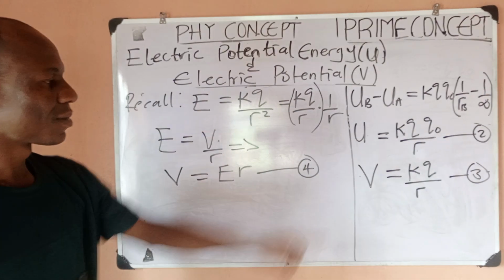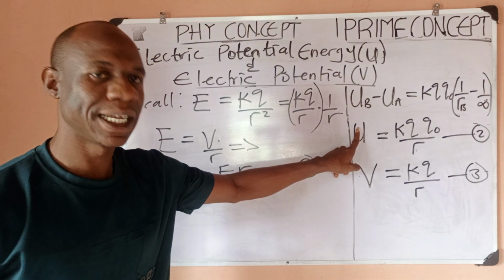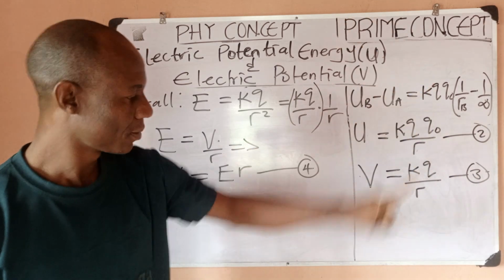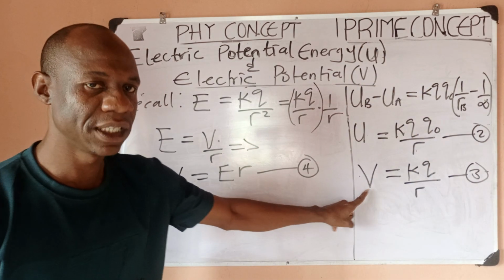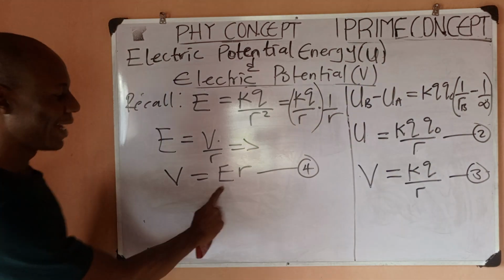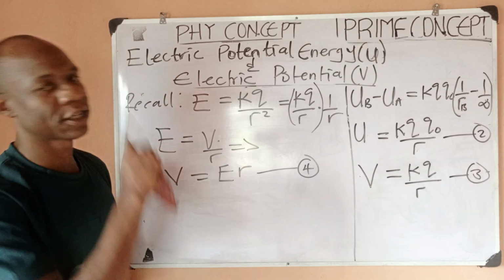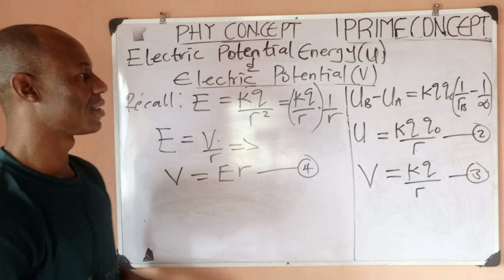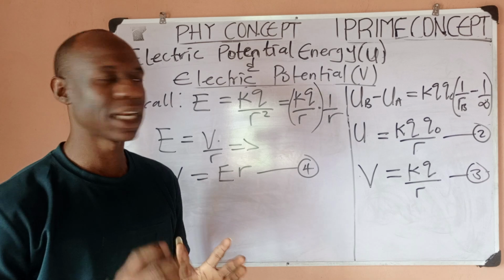Now take notes. Electric potential energy is a scalar quantity. Electric potential V is a scalar quantity. Electric field intensity is a vector quantity. So take note of these differences. I believe these concepts are very clear to you.